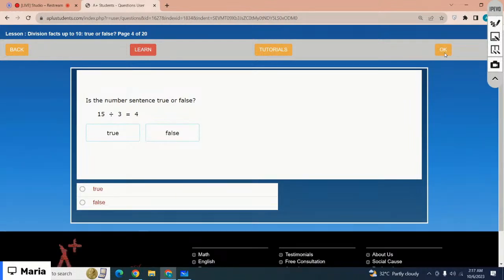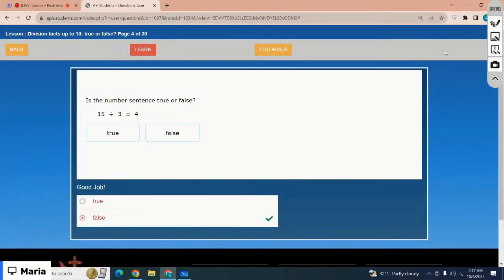Is the number sentence true or false? 15 divided by 3 equals 4. Which is the correct option? The correct option is very good. That would be false. 15 divided by 3 equals 5, right? So that would be false.